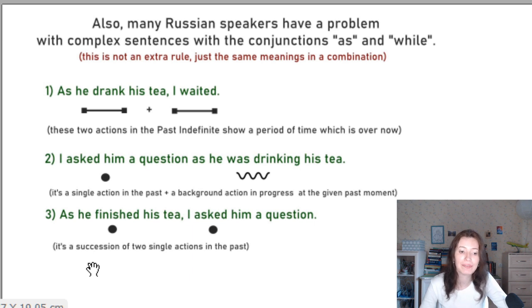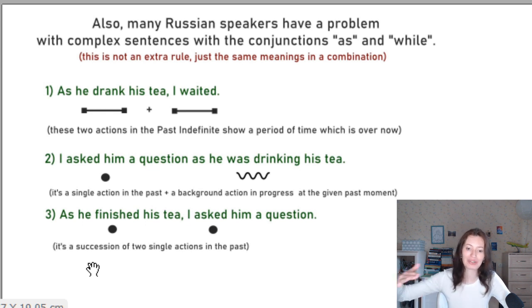Пока он пил чай. Then the second sentence, я задала ему вопрос, когда он пил чай, или как раз когда он пил чай, and as a result he swallowed too much tea or something happened, right? So we have the background action where the person is drinking his tea, he was drinking his tea, and I cut into that process. I asked him a question. No problem at all.